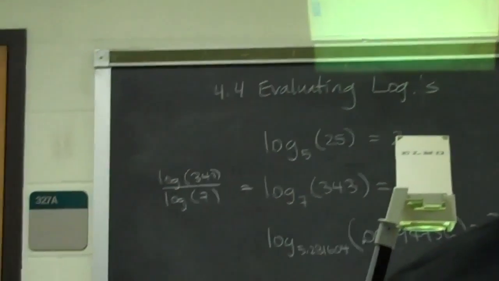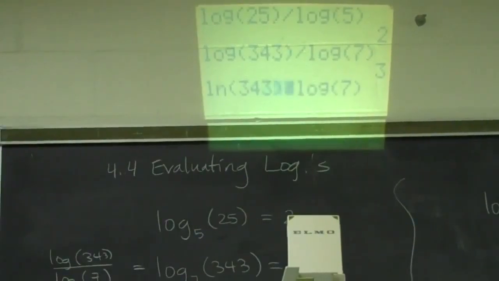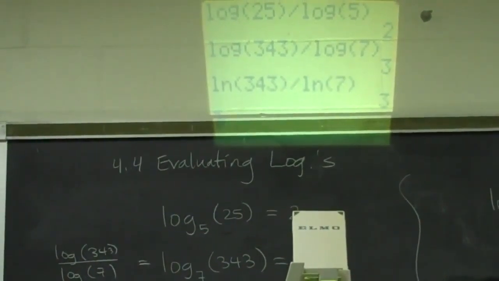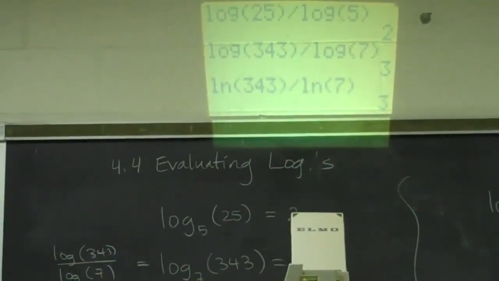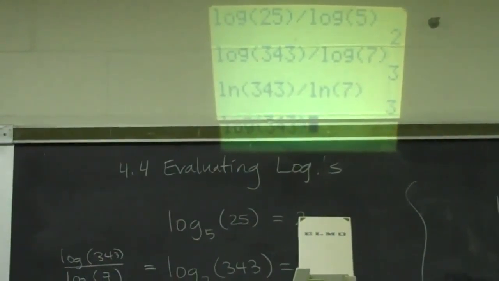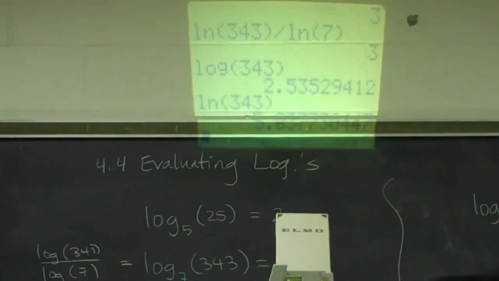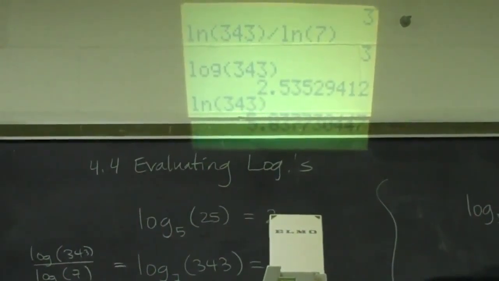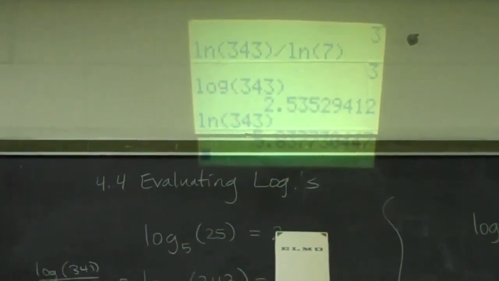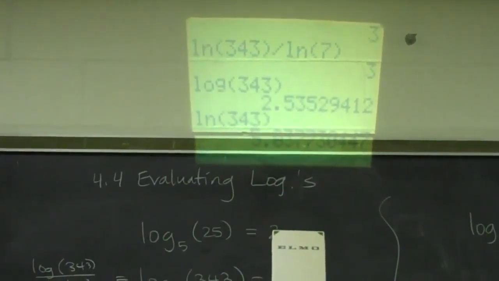It works with natural logs too, right? If I change that common log to a natural log, and I change that common log to a natural log, it still comes out to be 3, right? Even though I know you didn't disbelieve me, I want to show you that the common log of 343 is that number. The natural log of 343 is that number. They are different numbers, right? The common log is not the same thing as the natural log. But when I do that ratio, it works out to be the same no matter what. Okay?